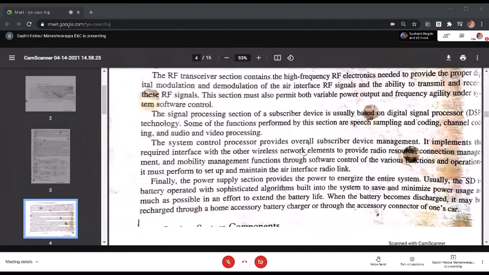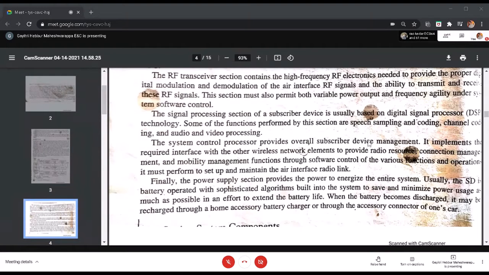And finally, as I told you, the power supply section is required to energize the entire system, and battery operated devices have a sophisticated algorithm built into the system to save and optimize the power usage as much as possible in an effort to extend the battery life. So that is also very important. We prefer the long life battery which is used in the mobile. That is why they use a sophisticated algorithm to minimize the power usage and extend the battery life.